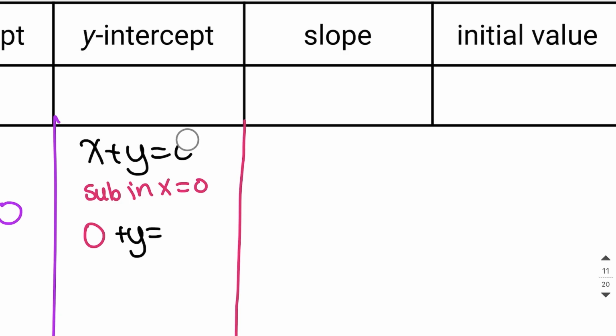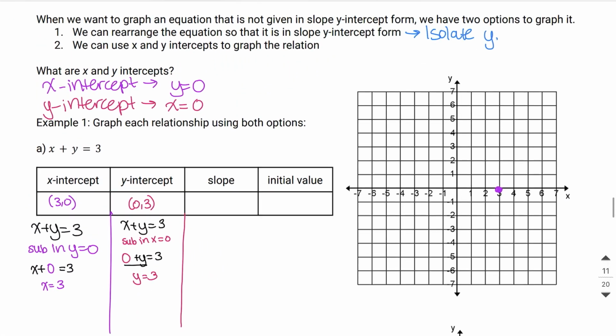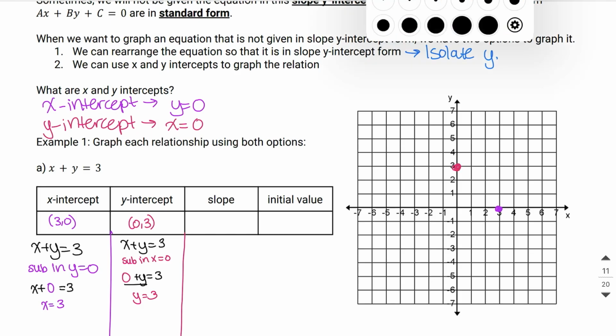And my bad, I'm sorry, I meant to say equals 3 here. That's a mistake. Equals 3. So then 0 plus y is just simply y. So y equals 3. So my y-intercept would be 0, 3. So then all I have to do right here is plot out the point 0, 3, and then I can just connect the dots. That would be my line.